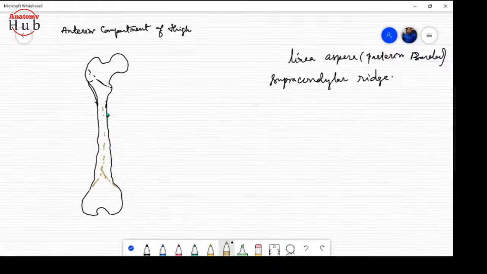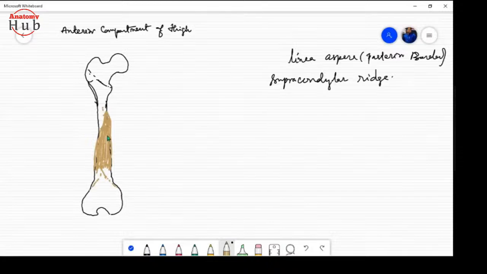From the medial lip of the linea aspera and from the medial intermuscular septum, one muscle starts, and it comes in this way. This muscle is known as your vastus medialis muscle. What is the origin? Origin is from the medial lip of the linea aspera and from the medial septum. That septa is nothing but the extension of the deep fascia. Then here it goes downward. Just leave it over here, I will come to the insertion later on.